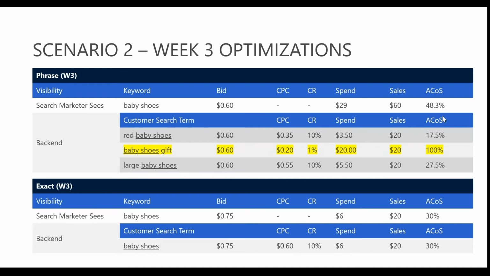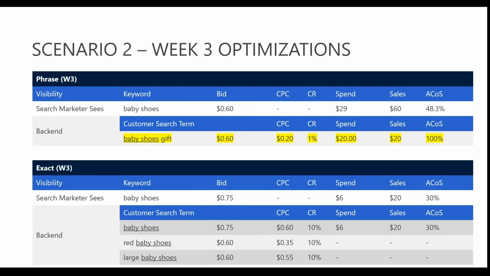But because we have that rule, as long as orders are greater than 3 and the ACoS is less than 30%, which these customer search terms meet, those terms get migrated over to the exact match campaign because they've been validated. We know what the cost per click is, and they meet our criteria. So those get migrated from the phrase ad group or the phrase campaign over to the exact ad group or exact campaign.